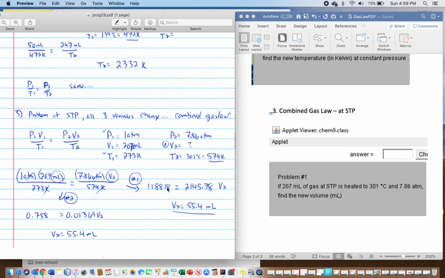So I don't care if you cross multiply or just reduce this fraction and then divide by this coefficient. It's going to give you the same thing. I don't care which way you do it. Just pick one and do it right. So this is a way to solve those problems.